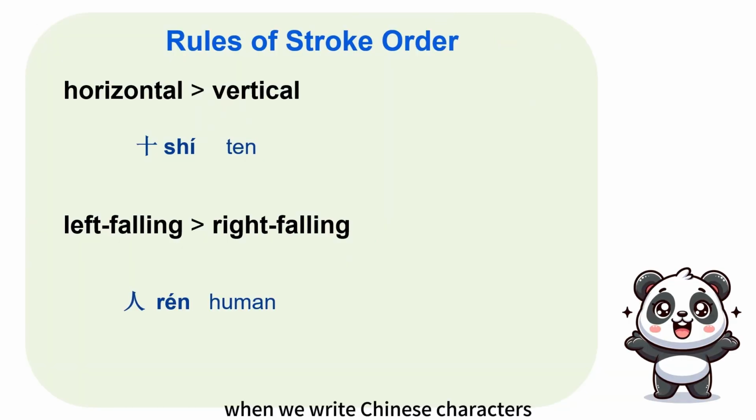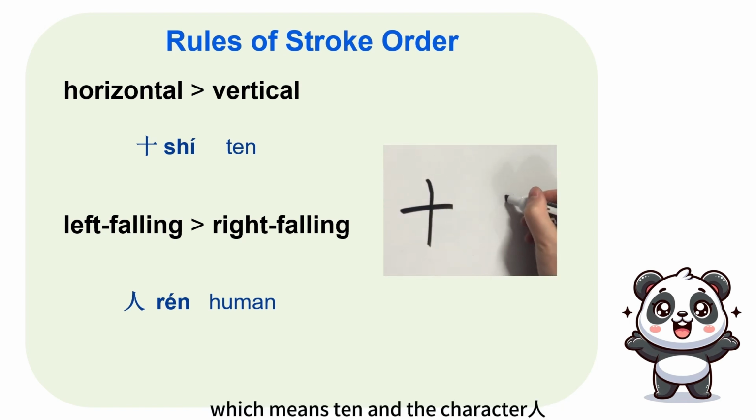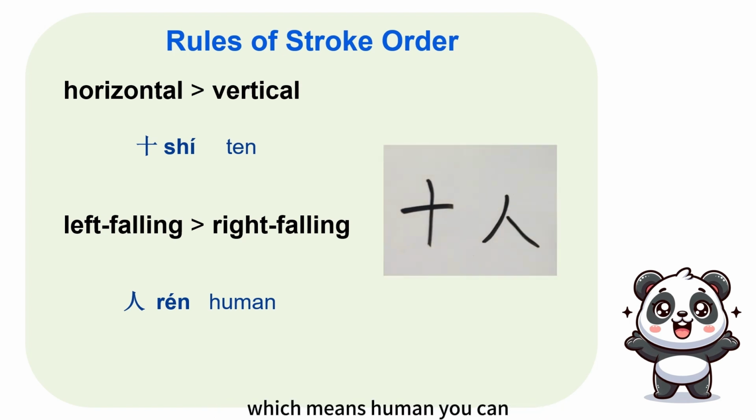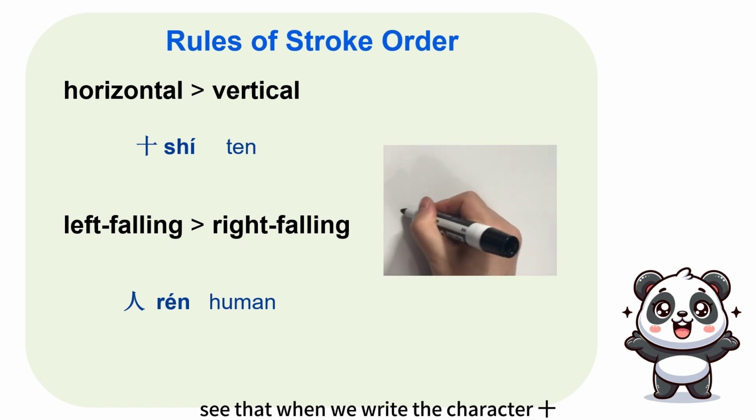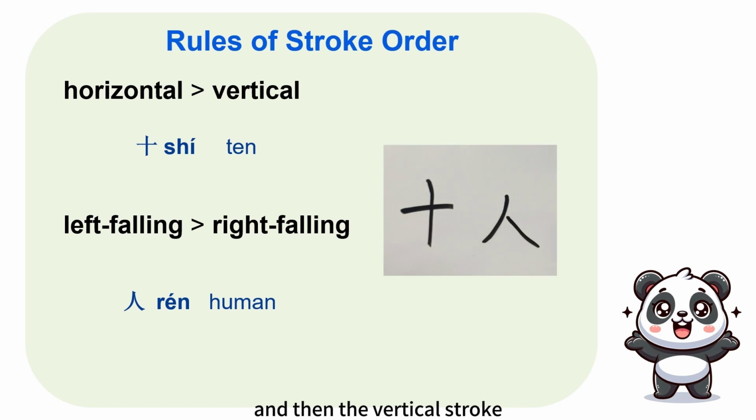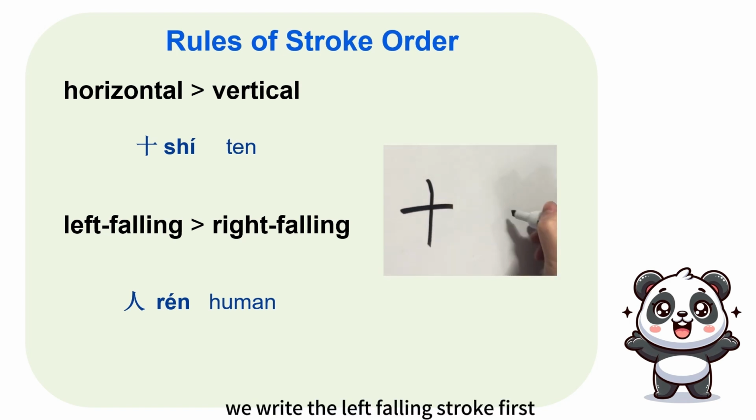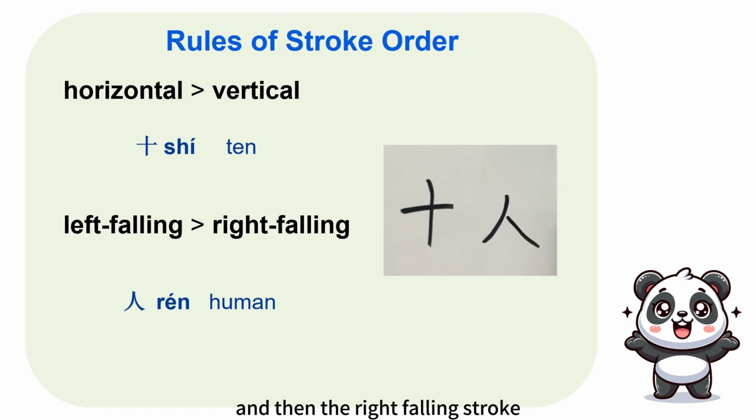When we write Chinese characters, we follow some rules of stroke order. The rules are horizontal preceding vertical, left falling preceding right falling, which are exemplified by the character 十, which means 10, and the character 人, which means human. When we write the character 十, we write the horizontal stroke first and then the vertical stroke. When we write the character 人, we write the left falling stroke first and then the right falling stroke.